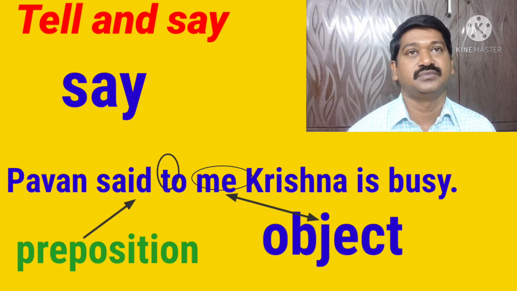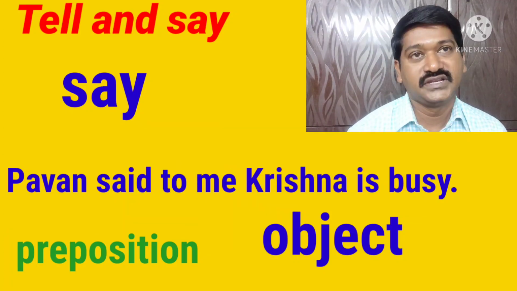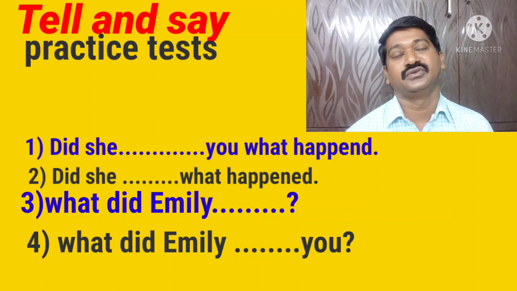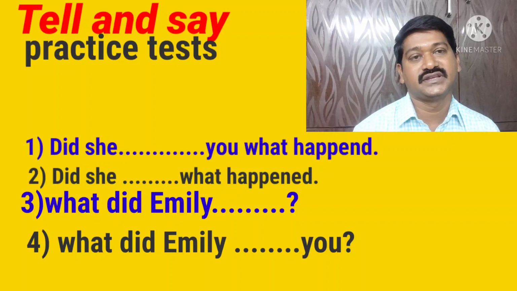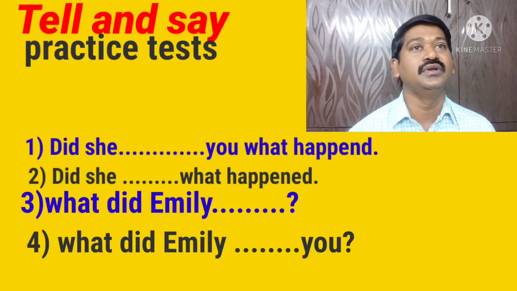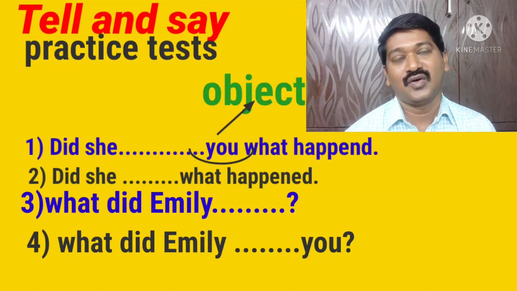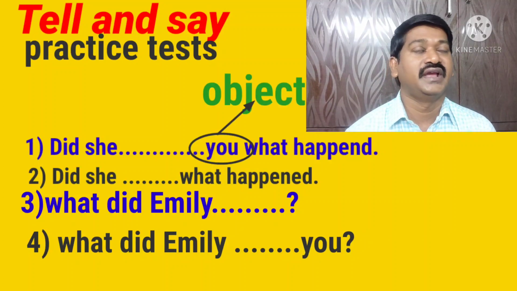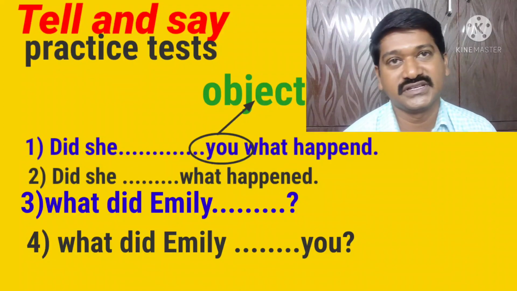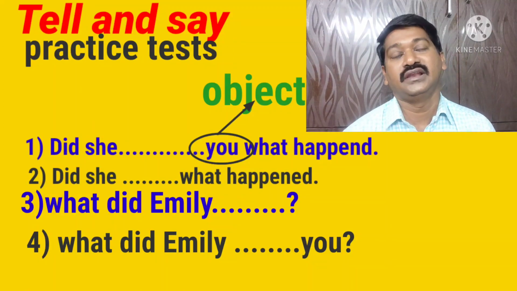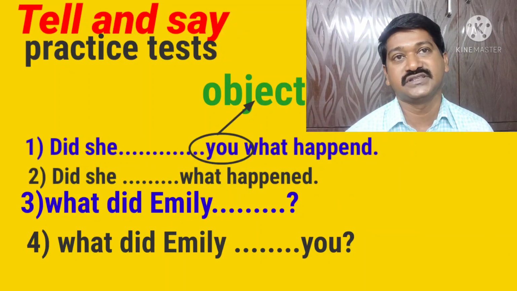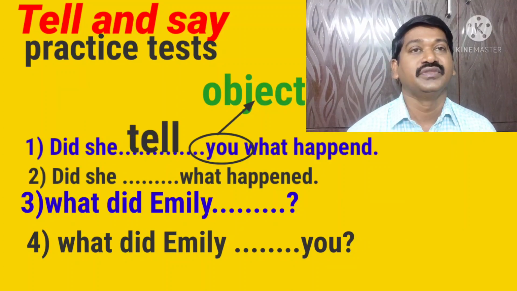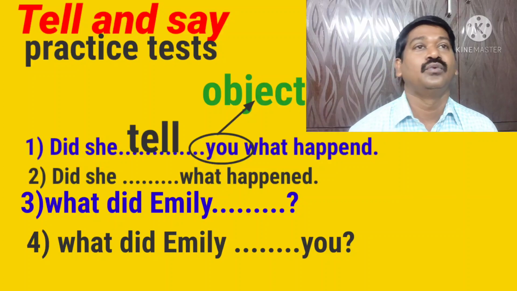Let's take examples of how to fill in the sentences. Did she blank you what happened? What should we use here, tell or say? Did she blank you? You is the object. If there is an object, what can we use? Tell. If you observe the sentence clearly, if there is an object, we can use the verb tell. So: did she tell you what happened?